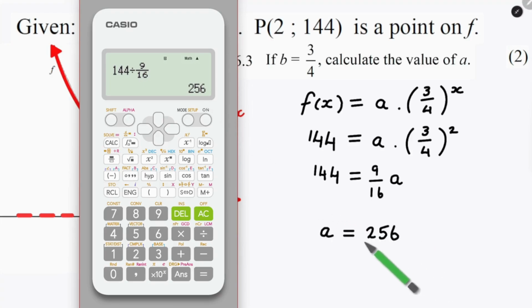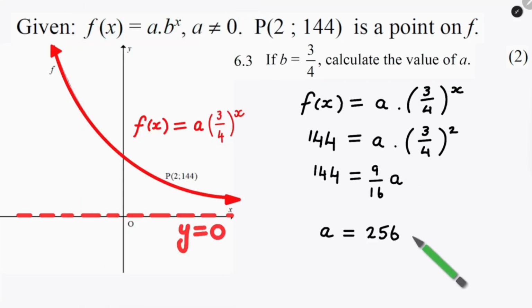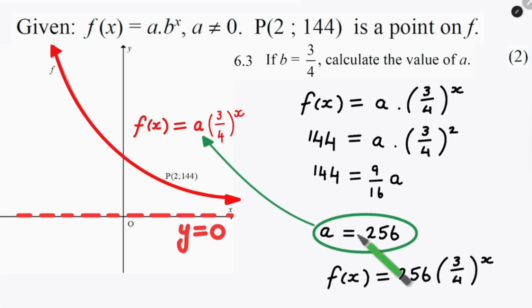256. Now they're not actually asking you to get the a value. What they actually want you to do is take that a value, put it back in, and finalize your equation. And your 2 marks over here come from your substitution as well as your final answer for a.